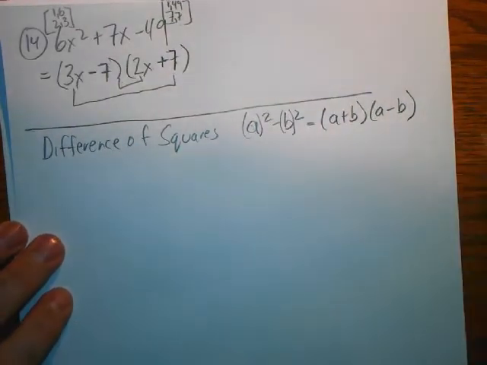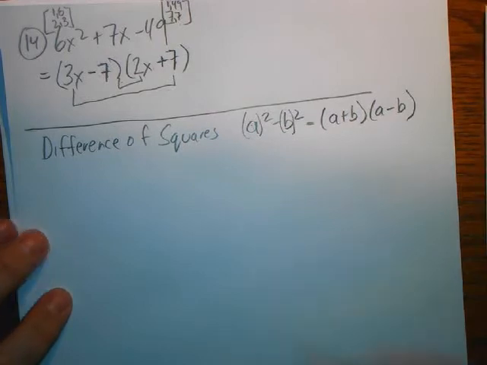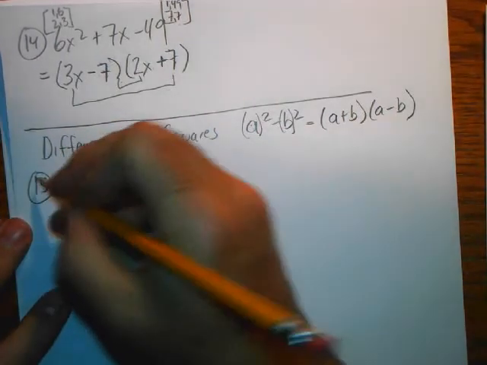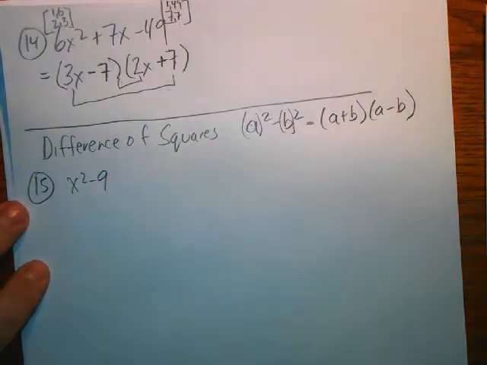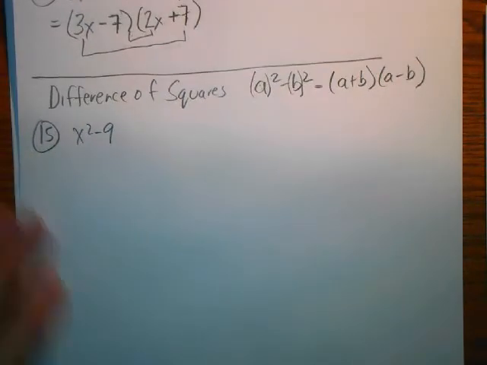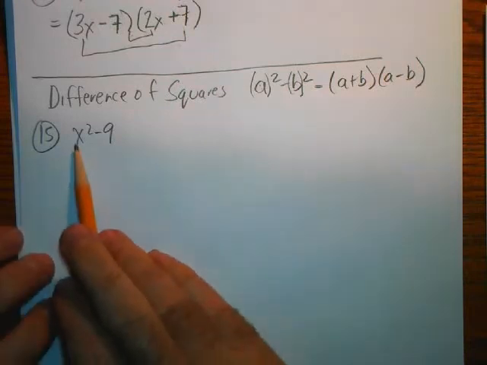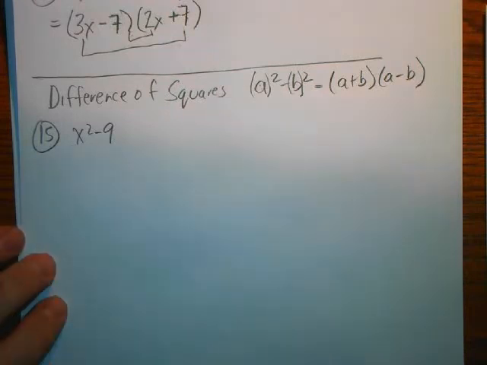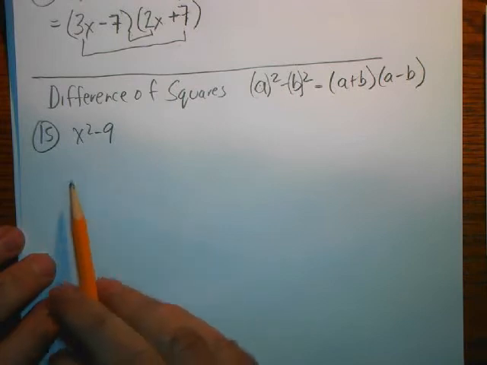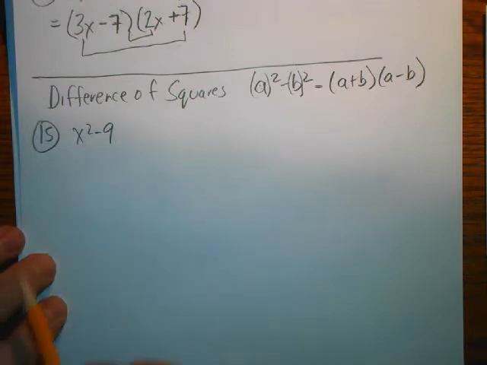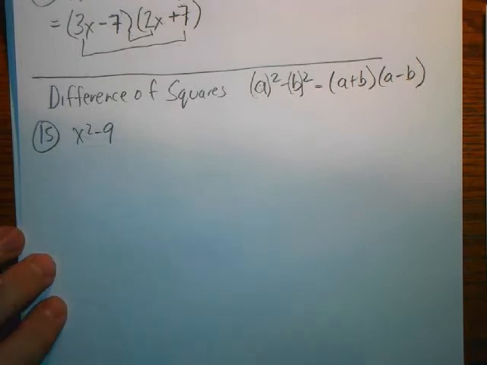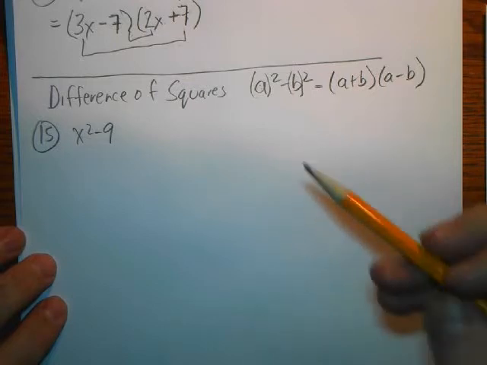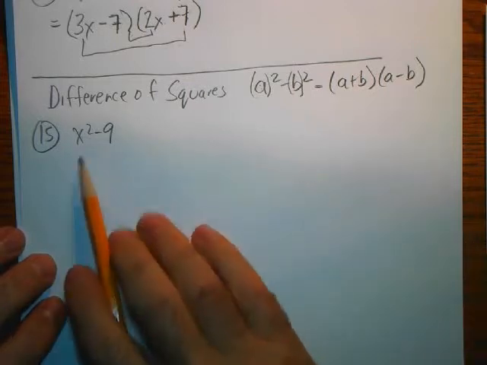And again, you should always check to see if there's a common factor, just like the last method we looked at. So I've got x squared minus 9. First thing I try, common factor, nothing there. Now, there's a little checklist that you do to see if you use difference of squares factoring.